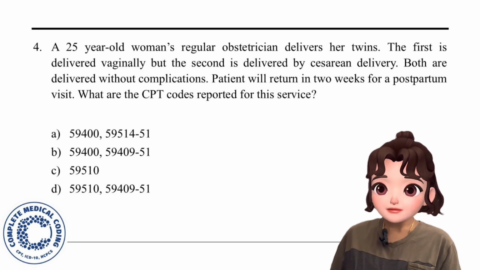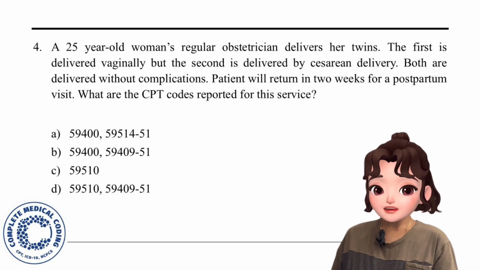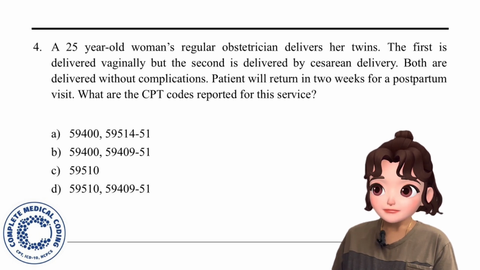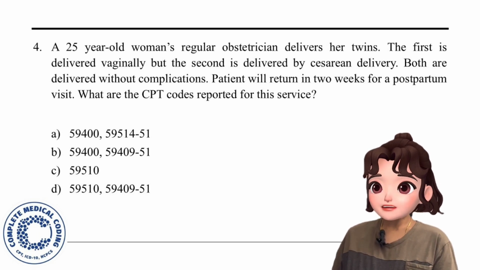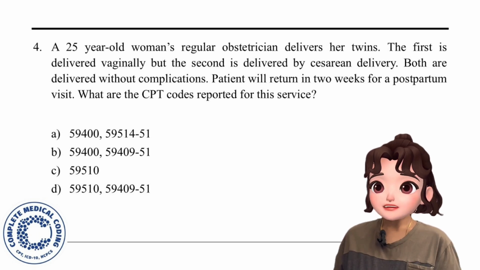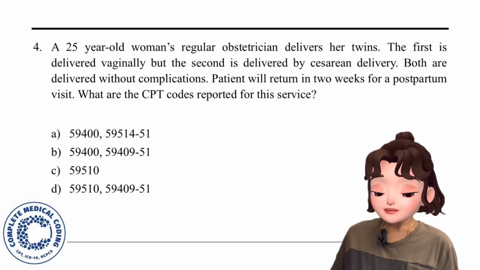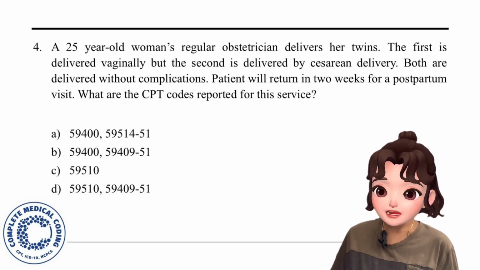Now, fourth question. A 25-year-old woman's regular obstetrician delivers her twins. The first is delivered vaginally, but the second is delivered by cesarean delivery. Both are delivered without complications. The patient will return in 2 weeks for a postpartum visit. What are the CPT codes reported for this service? So again, this comes under the female genital system.